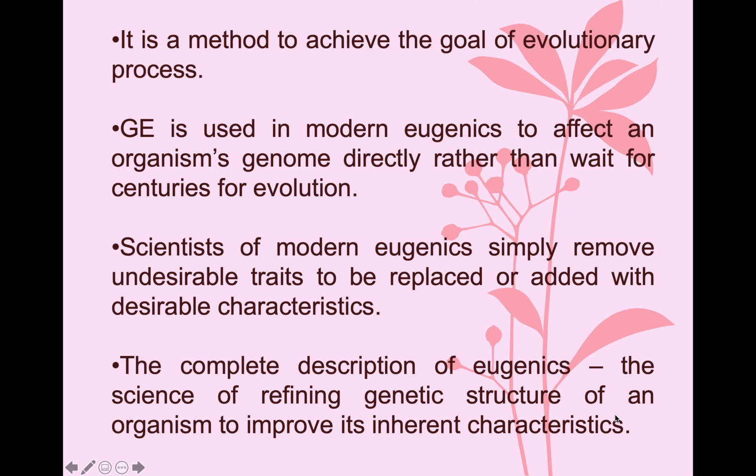Now that we have GE in terms of modern eugenics, of course it would affect an organism's genome directly, and this would save time because you don't need to wait a long time, even centuries for some animals, for them to evolutionize. Scientists of modern eugenics would simply remove undesirable traits to be replaced or added with desirable characteristics. Now that we have CRISPR, that would be much easier. So the complete description of eugenics is based on the complete science of refining the genetic structure of an organism to improve its inherent characteristics.